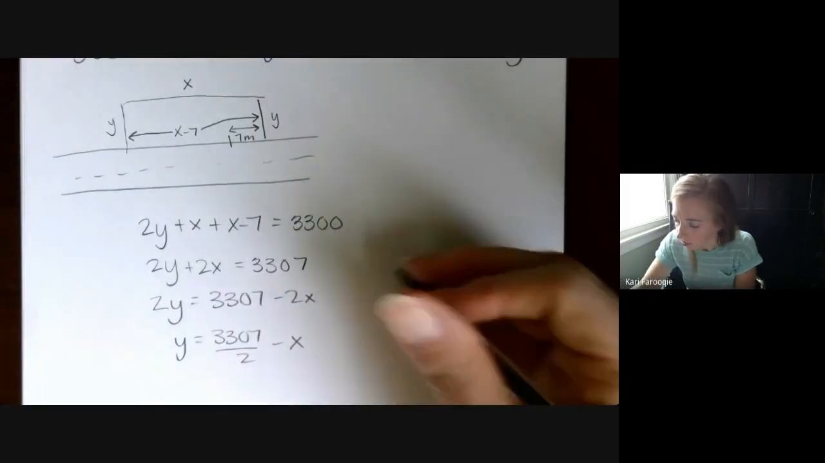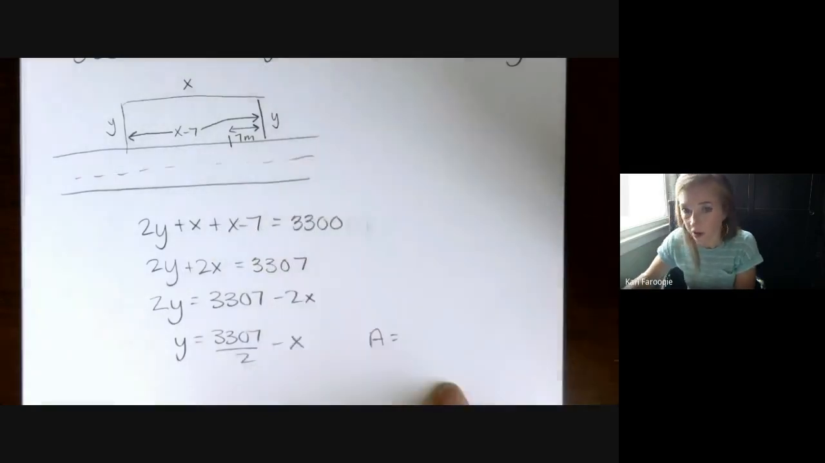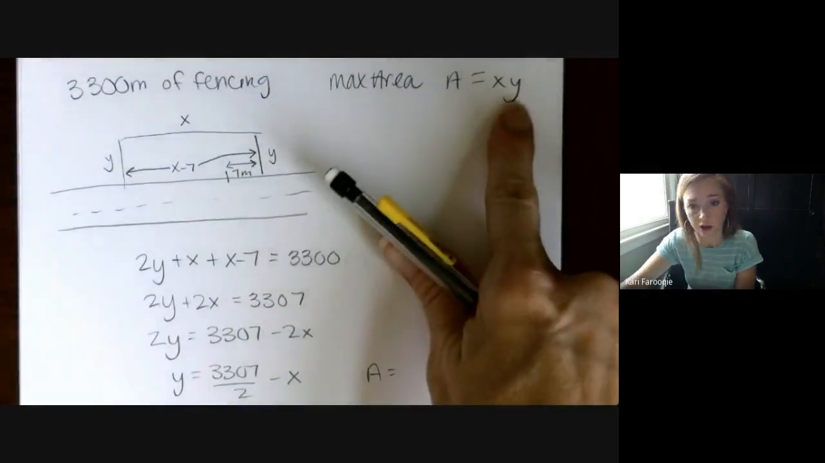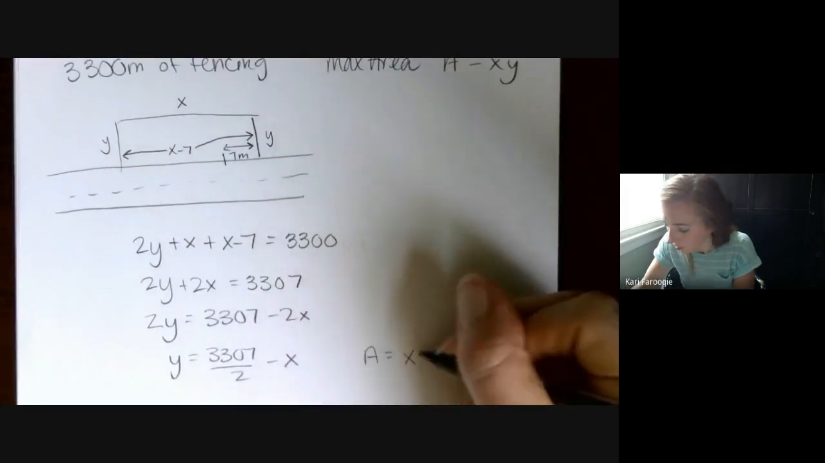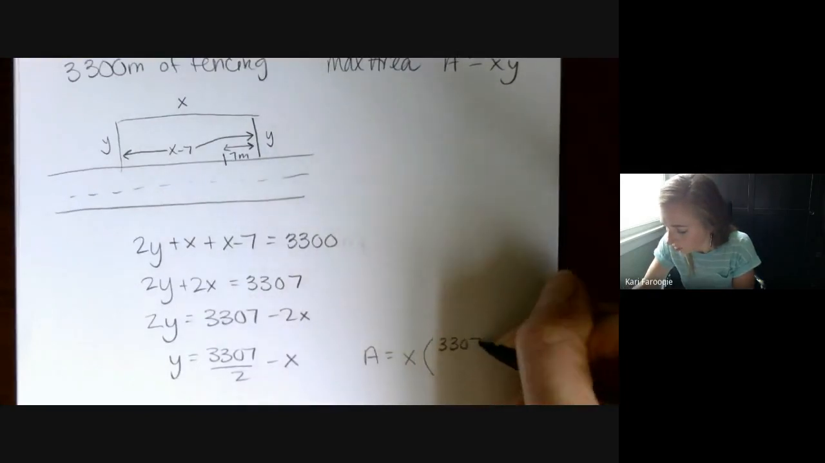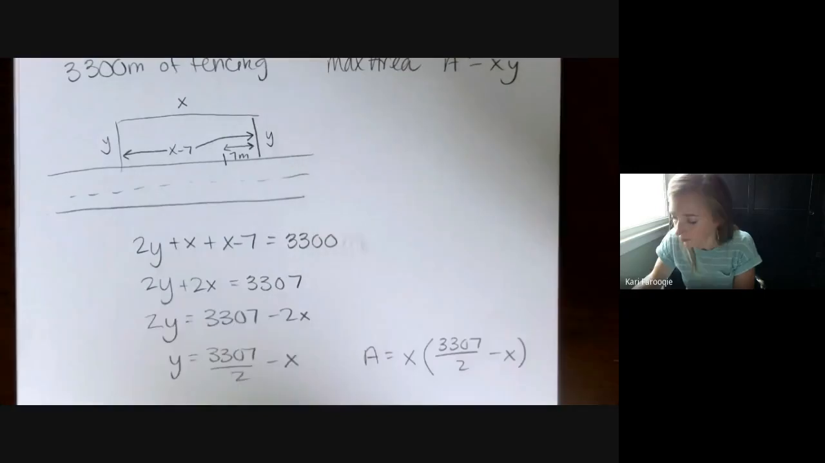Now we have this area, which we wrote up here as x times y. So now we'll write x times, and then we'll sub out for y.